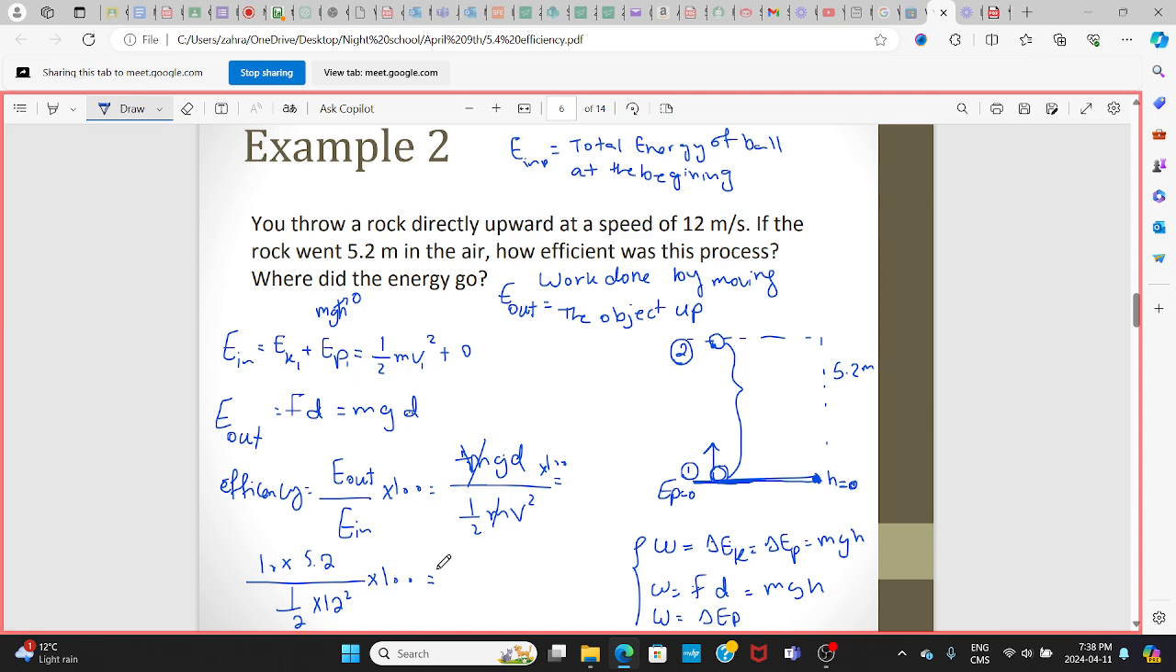10 multiplied by, because efficiency is always less than 100%, right? It's going to be 72%. 72.2%. Okay, any question?